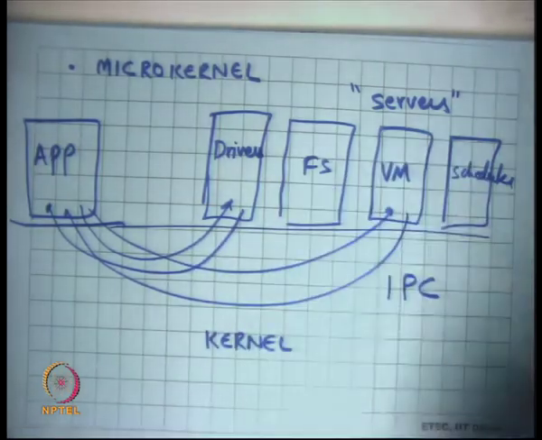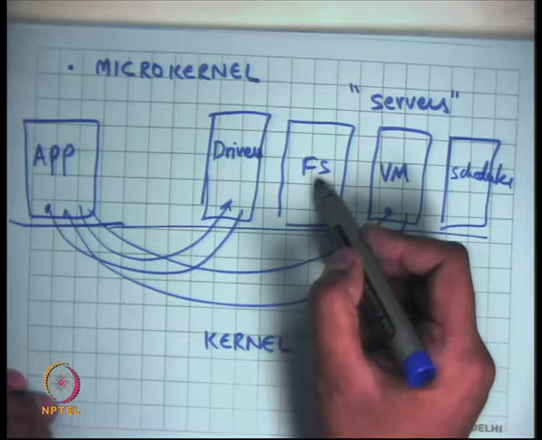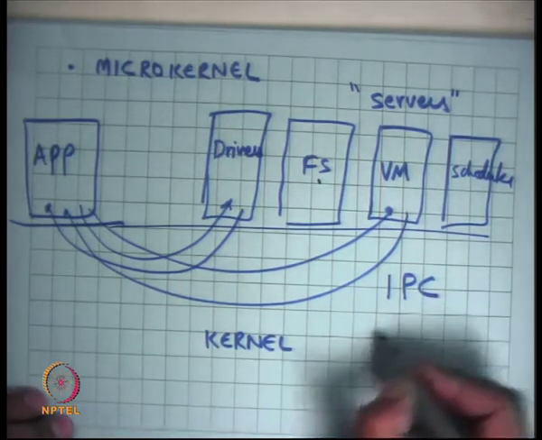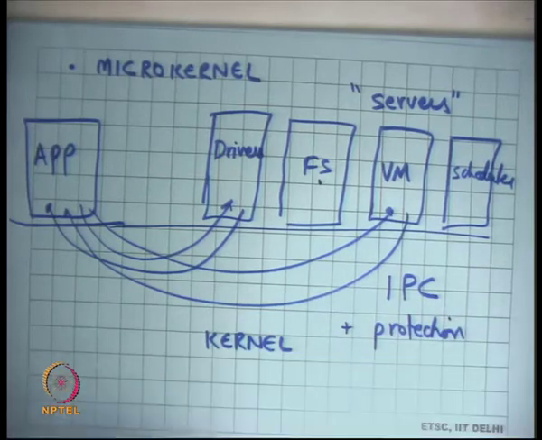Of course, you could have privilege levels. For example, you could say that the file system server can access your disk, while a regular application cannot directly access the disk. The virtual memory server can access the physical memory, but other things cannot access. So the kernel is basically IPC plus protection. Who can do what? Basically, access control. That's all.